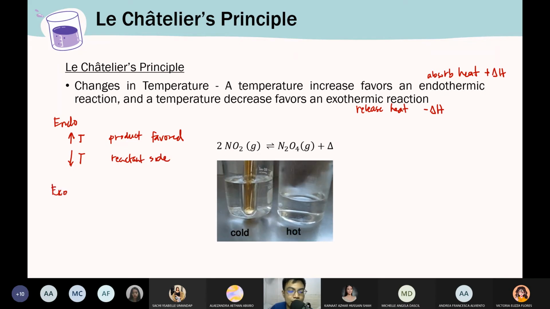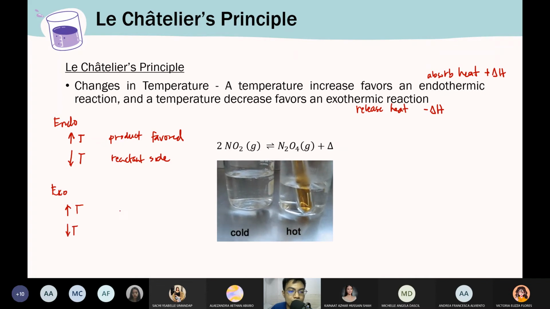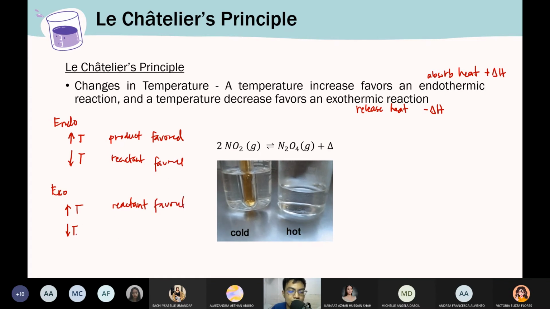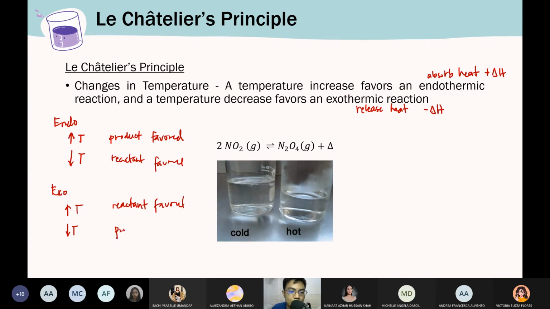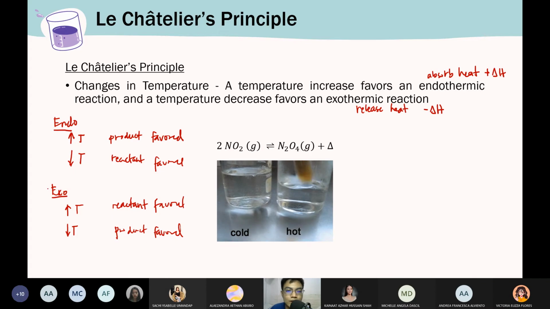For exothermic, so opposite naman yung mangyayari. Kapag exothermic, if you increase the temperature, yung reactant side yung dadami. And then kapag nag-decrease ka ng temperature, yung product side yung favored. Okay? Medyo complicated siya kapag temperature because you have two types of system, endo and exo.